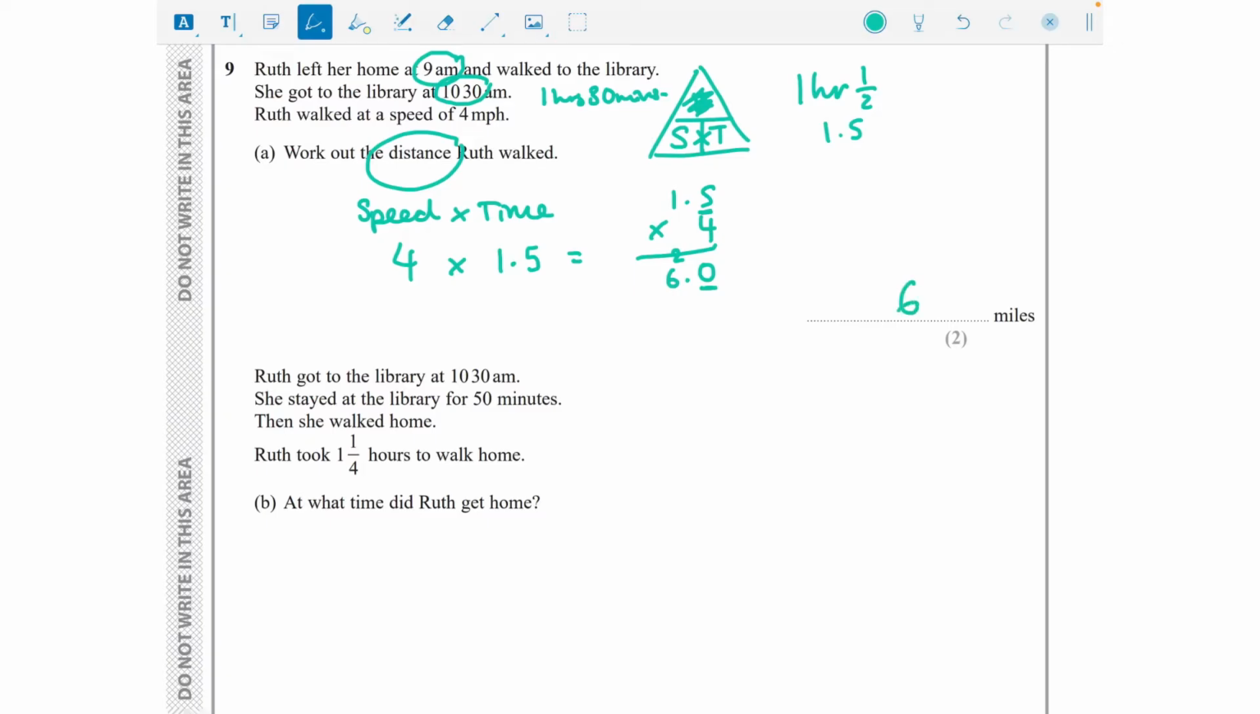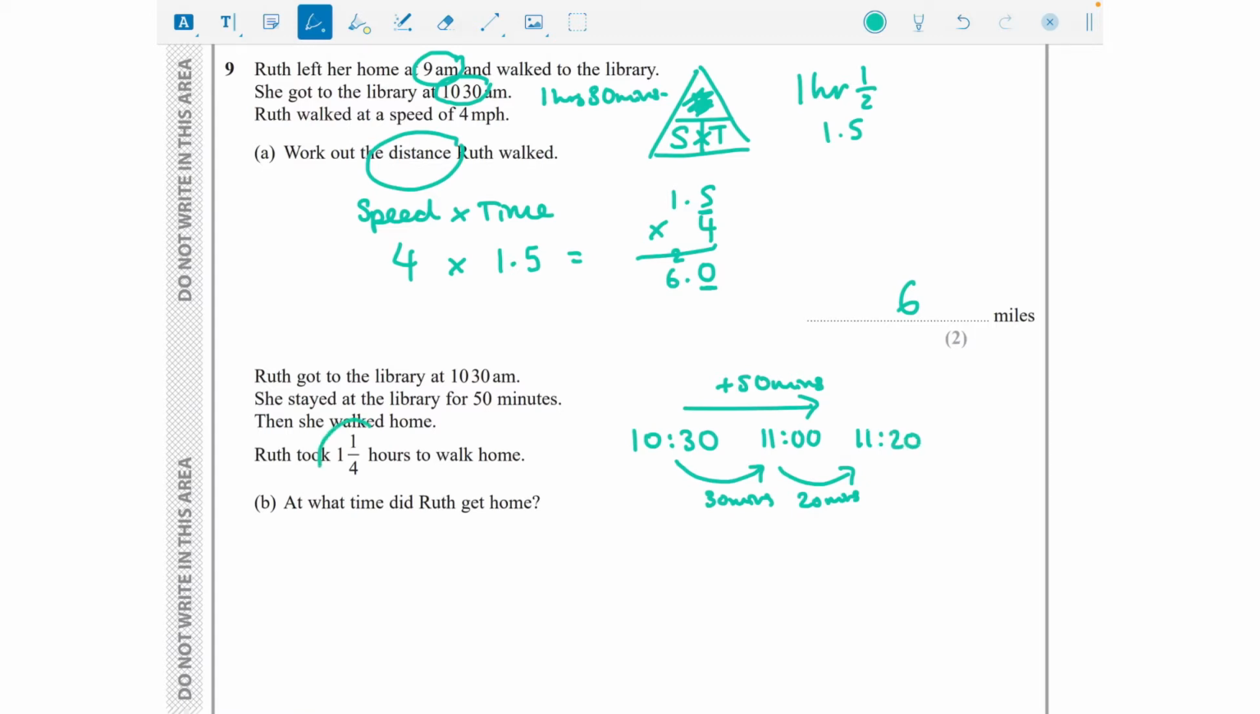Okay, part B. Ruth got to the library at 10:30 a.m. She stayed at the library for 50 minutes and then she walked home. Ruth took an hour and a quarter to get home. At what time did Ruth get home? So 10:30, we need to add on 50 minutes first. That's how long she stayed at the library. Now it would take you 30 minutes to get to 11 a.m. And we'd then have another 20 minutes to add on. So I always like to do in jumps, go to the hour and then do the next bit. So that takes us up to 11:20.